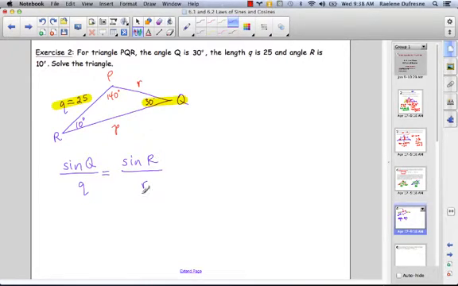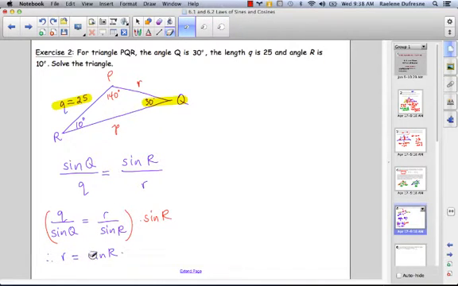And from here, I have information for everything except for length R, so I'm going to solve. One thing I can do is to reciprocate both sides of the equation. And then I recognize that my unknown is R, which is being divided by something. And so I can multiply both sides of the equation by sine of R, which will undo that and help me to solve for R.